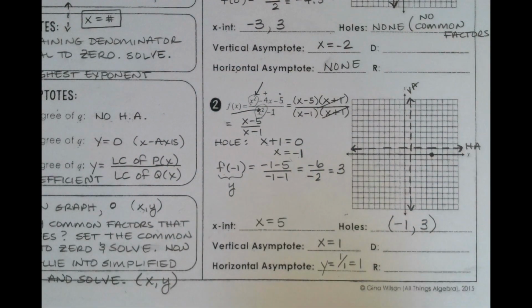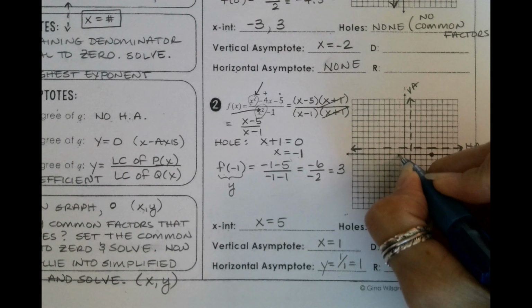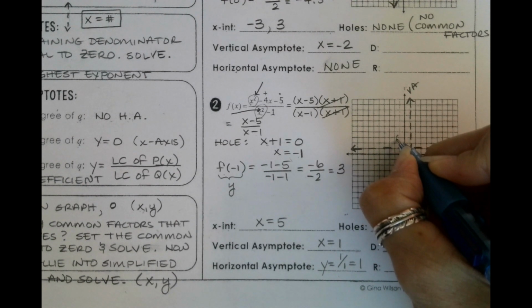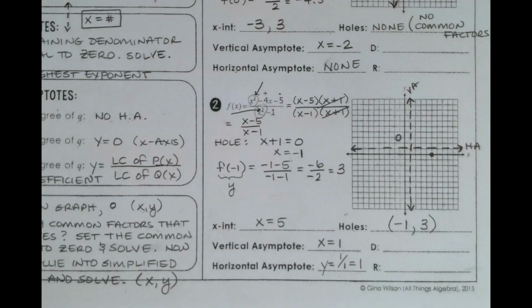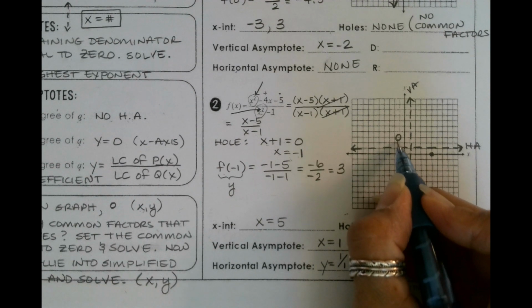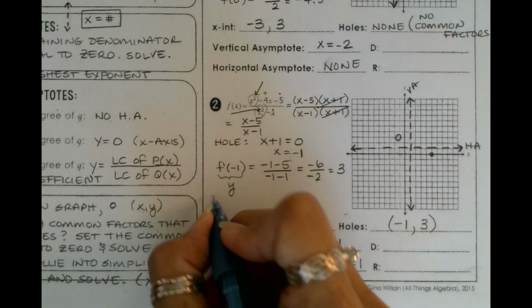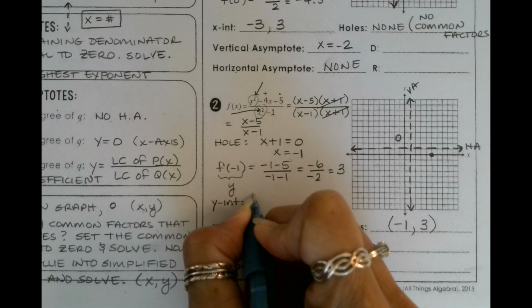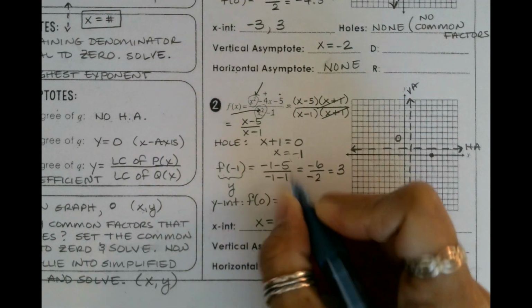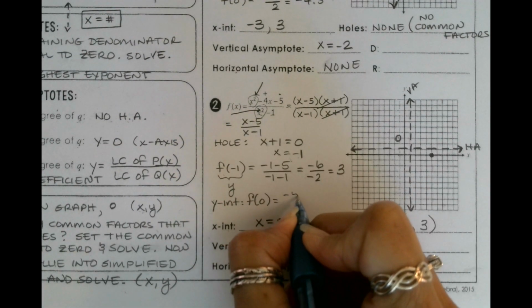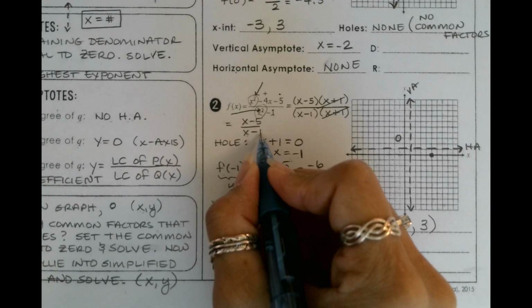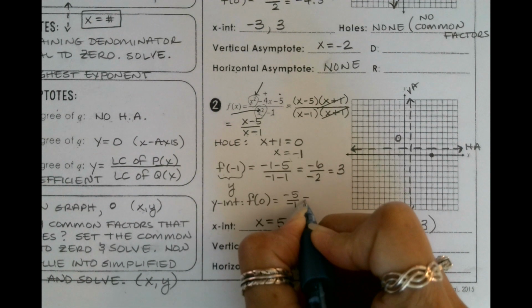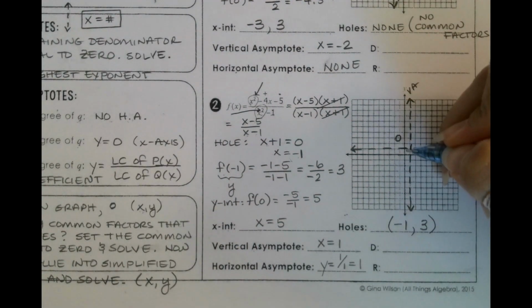So -1 comma 3. So I'm going to come over here to -1 up 3, and instead of a filled in dot, I put a hole. That's an open circle. Okay? So to the left 1 and up 1, 2, 3. Let's find the y-intercept. Remember, y-intercept is just letting x be 0. So f of 0 would be 0 minus 5 and 0 minus 1 is -1, and it simplifies to 5. So 0, comma, 1, 2, 3, 4, 5.